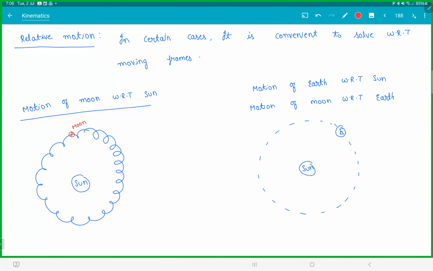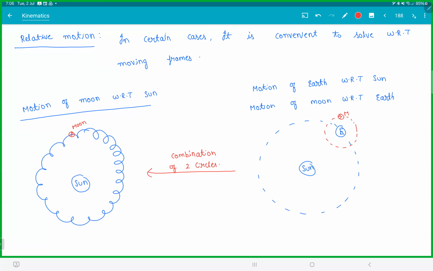Now, if I ask you where is the moon with respect to the earth, you can be sure it is actually another circle. Is this making sense? So the motion of the moon is actually a combination of two circles. If you try to do it directly, it becomes very complex. But when I study the motion with respect to earth, it becomes easy. So it is more convenient to study the motion of the moon with respect to earth and then look at it from the sun frame, than directly looking at the moon from the sun frame, which becomes quite complex.